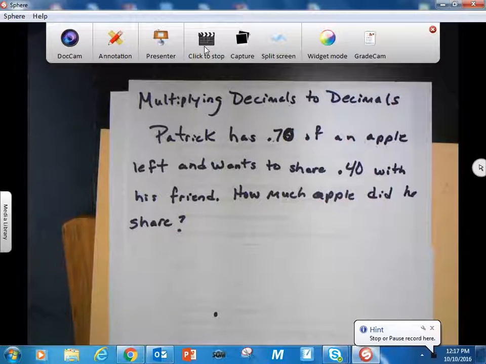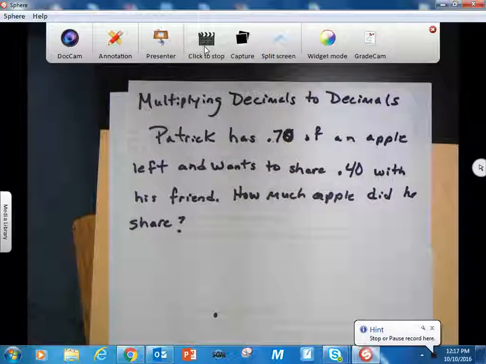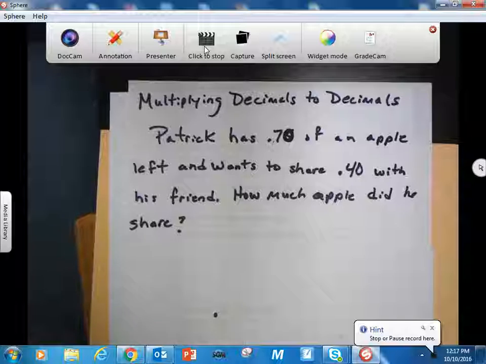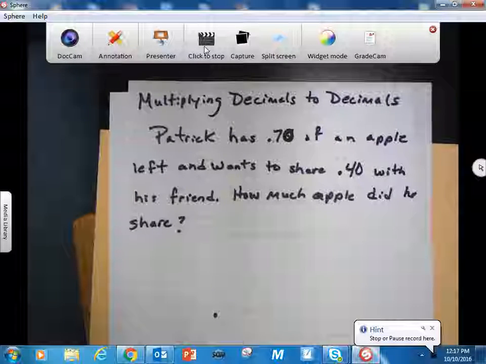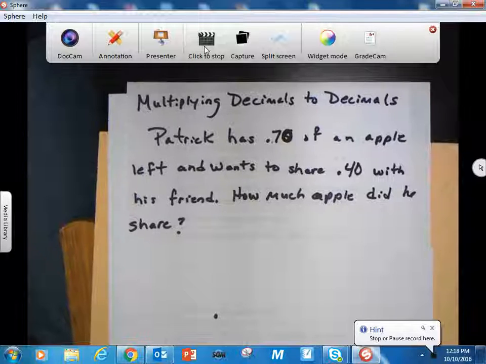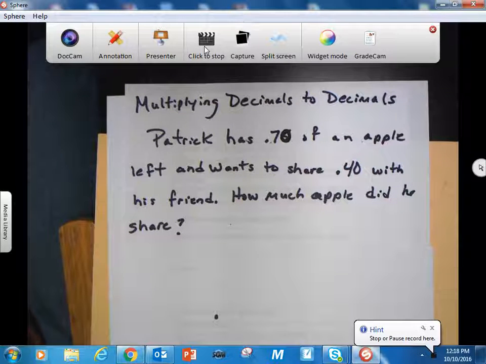Welcome back. We're going to do another example now, multiplying a decimal to a decimal. Patrick has 70 hundredths of an apple left and wants to share 40 hundredths with his friend. How much apple did he share? And we know that 70 hundredths is the same as 7 tenths, and 40 hundredths is the same as 4 tenths.